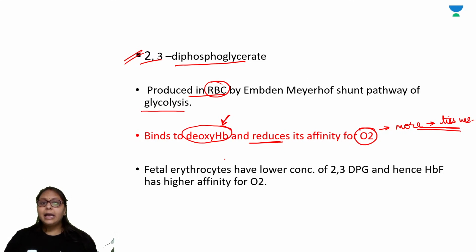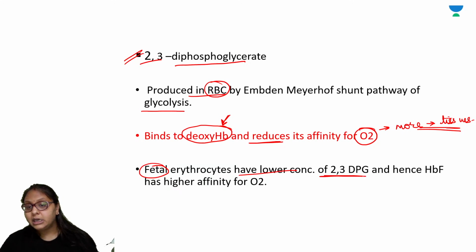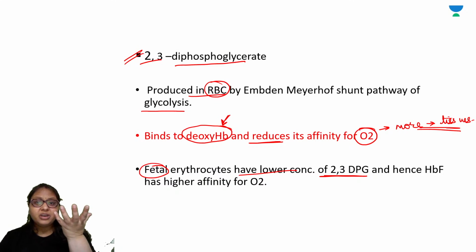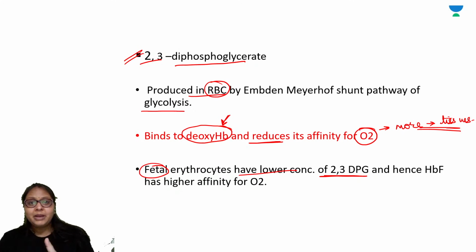Okay, so that is why there is an increase in 2,3-DPG, and there is a shift of the curve towards the right. Now what you have to remember is that fetal erythrocytes have a lower concentration of 2,3-DPG, and therefore what will happen? 2,3-DPG will be less, less of it will be bound to the deoxyhemoglobin, more affinity of oxygen towards the hemoglobin, less of it is supplied to the tissue. There will be a left shift of the curve.